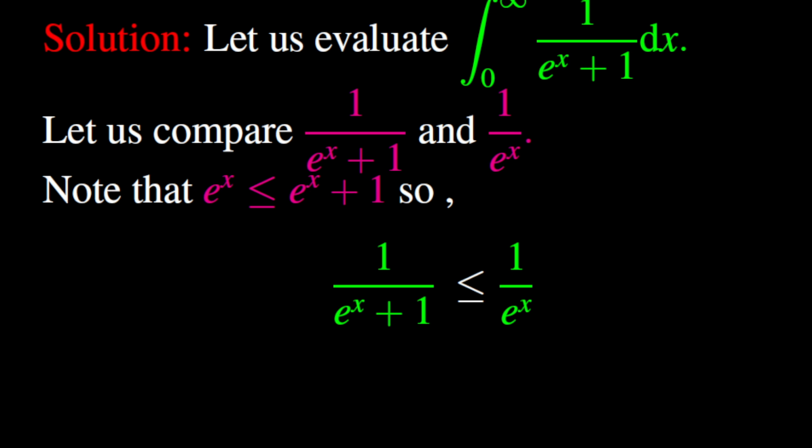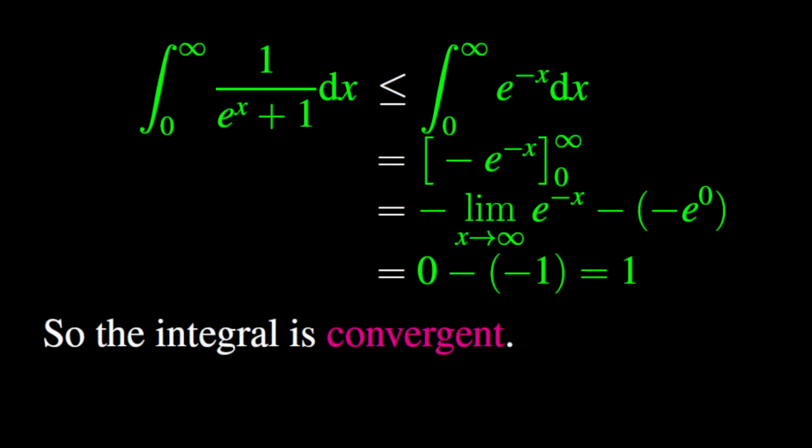First of all, it is worth noticing that exponential of x is less than exponential of x plus 1 for all real numbers x. Consequently, this implies that 1 over exponential of x plus 1 is less than the fraction 1 over exponential of x. Therefore, the integral from 0 to infinity of 1 over exponential of x plus 1 dx is less than or equal to the integral from 0 to infinity of exponential of negative x dx.